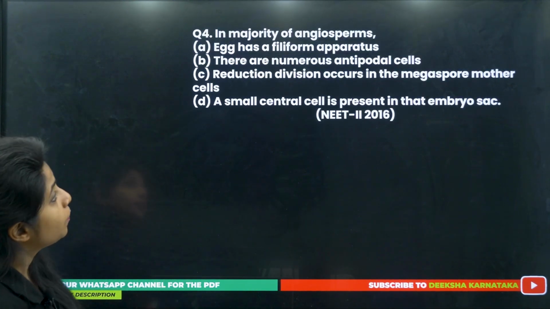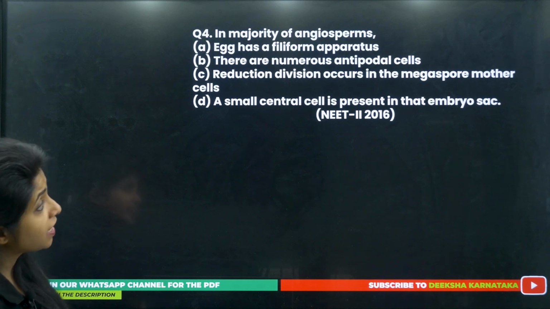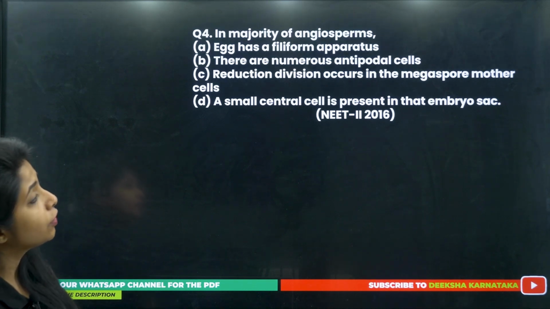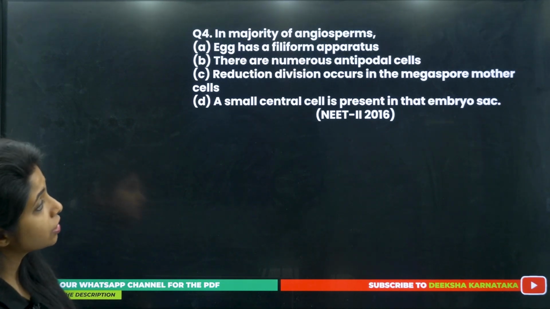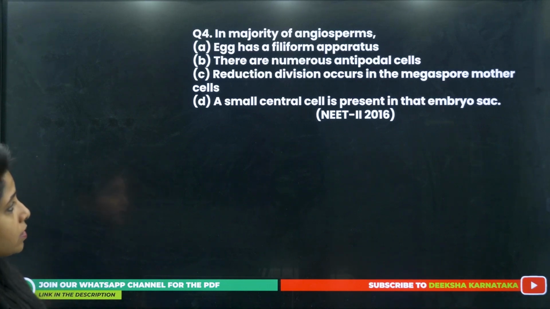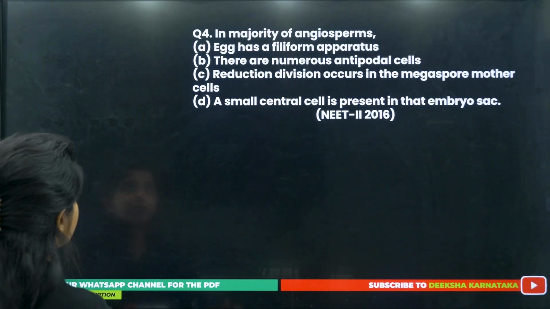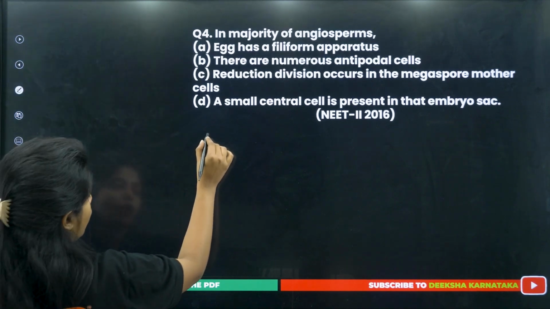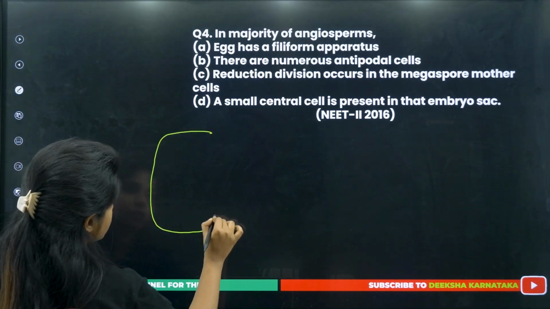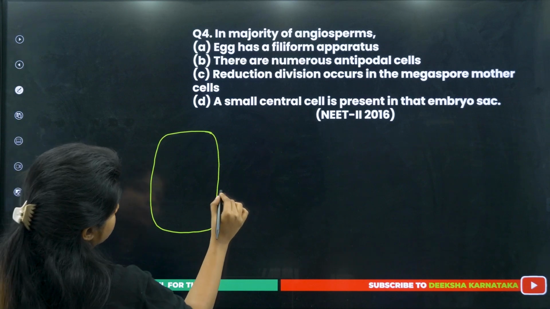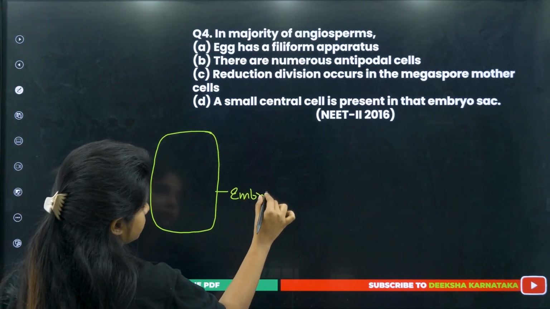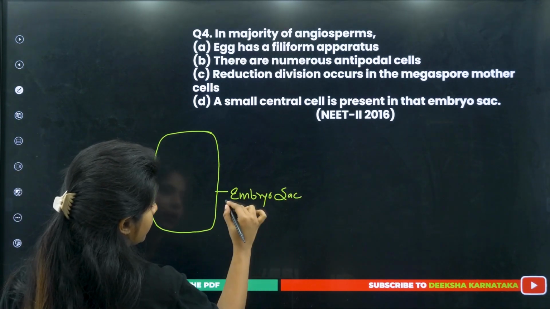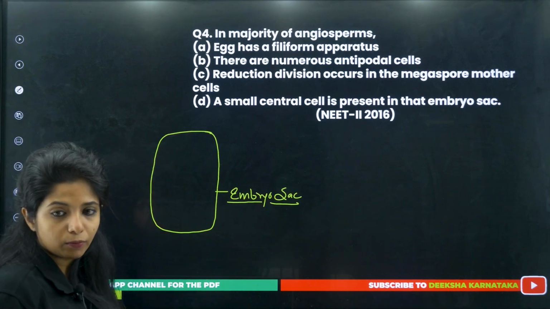Next question. In the majority of angiosperms, the egg has a filiform apparatus. There are numerous antipodal cells. Reduction division occurs in the megaspore mother cell. A small central cell is present in the embryo sac. Okay, I hope all of my children know the answer for this question. Now just imagine that this is the ovule. Inside the ovule we have the embryo sac.